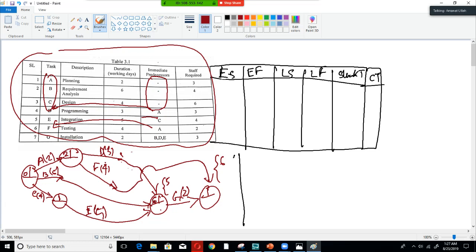No, this won't be 6, it will be the maximum of 6 and this path. So this path will be, C has 4, so this will be 4, and if we add 4 with 5, we'll get 9 over here. So this will have the value of whichever is maximum from these two, and we clearly see 9 is greater, so we will put 9 over here.